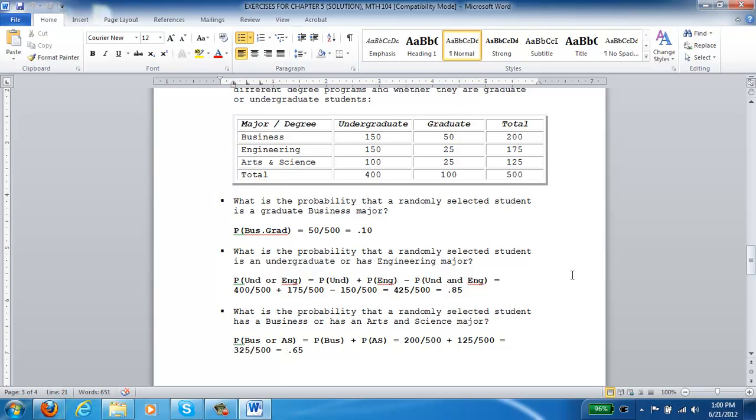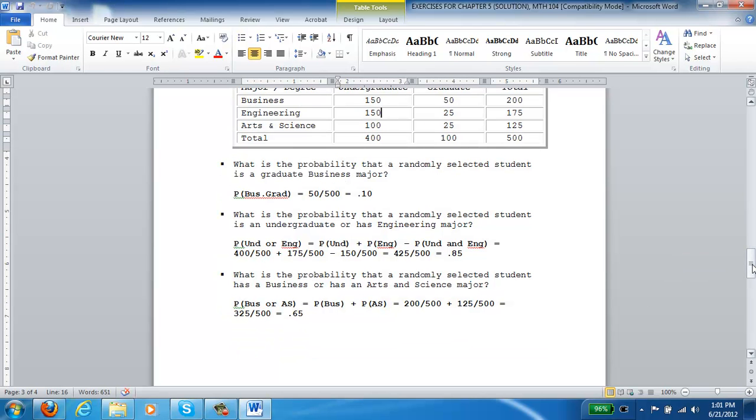What is the probability to have an undergrad or engineering major? Undergrad we have 400, engineering we have 175, but one more time we count the 150 twice, one for the undergrad and one for the engineers, so we have to subtract 150. So it is 400 plus 175 minus 150, so this is 425 over 500. The probability is 0.85.